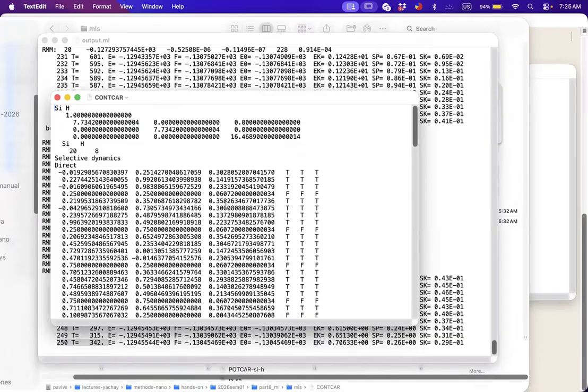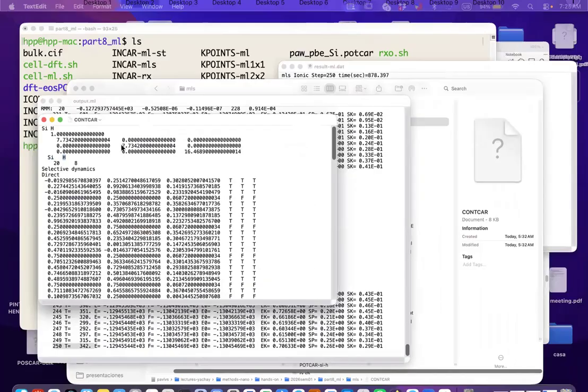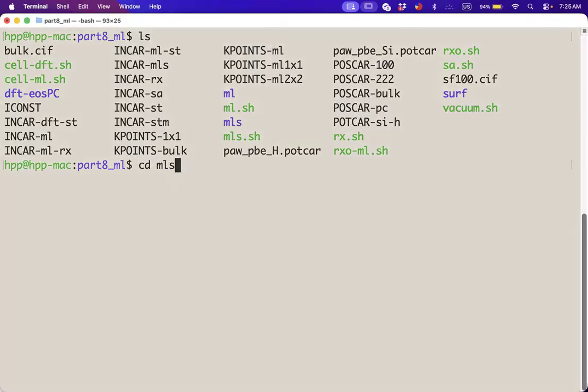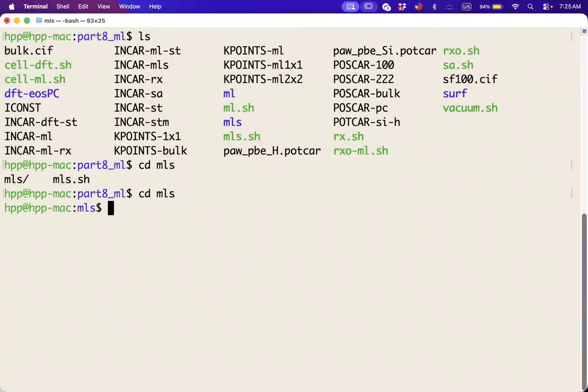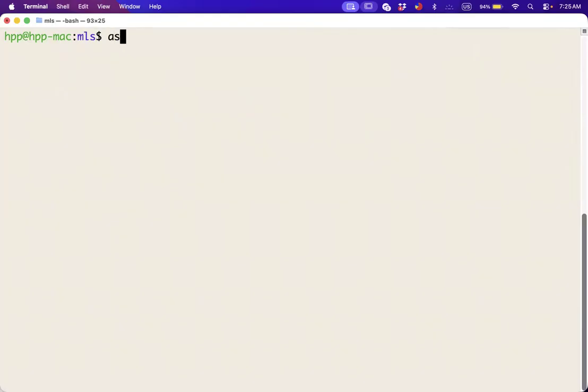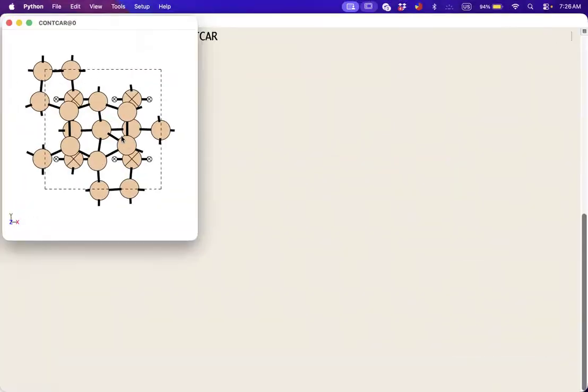Please open the CONTCAR file and check that you have these symbols. In my case, the labels that are here do not appear. So before you open this in ASE, check that it has just silicon and hydrogen. And after this, you can open this. Let's see how this structure looks.